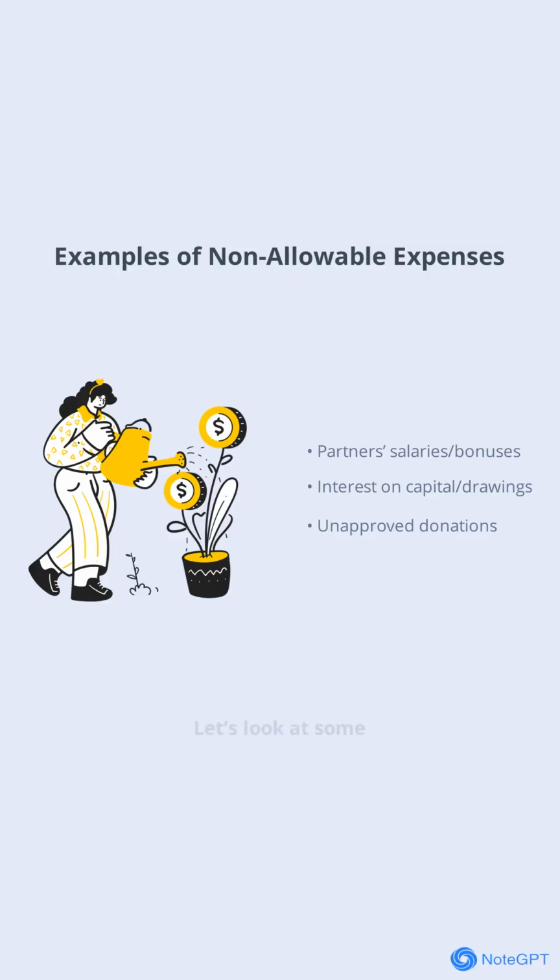Let's look at some examples of non-allowable expenses. These typically include partners' salaries and bonuses, interest paid on partners' capital or drawings, private or domestic expenses, income tax and penalties, depreciation since it's replaced by capital allowances, and donations not approved by the tax authority. All these must be added back to the net profit to arrive at the correct taxable figure.